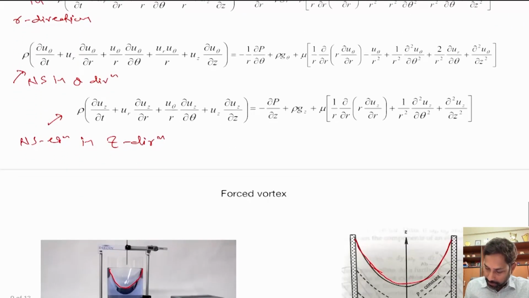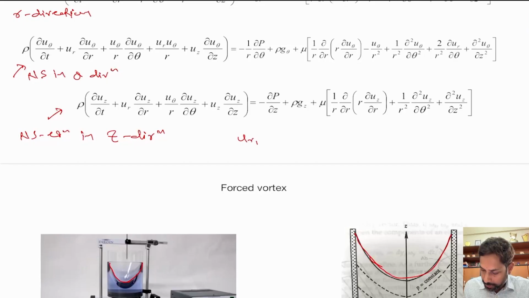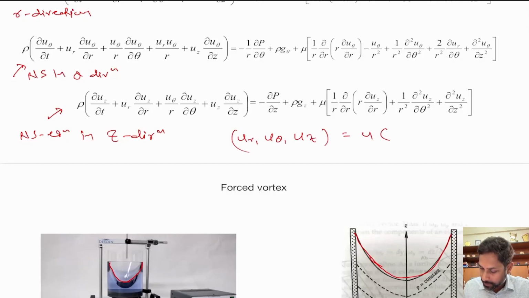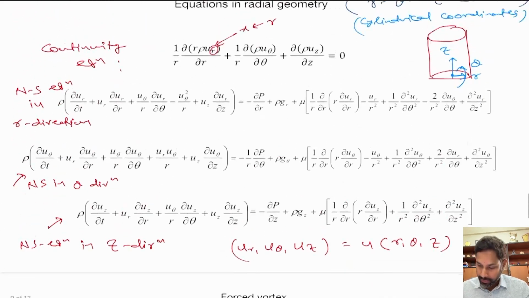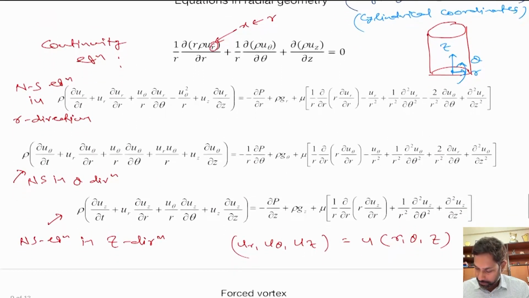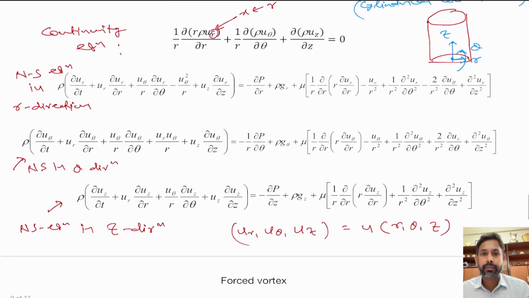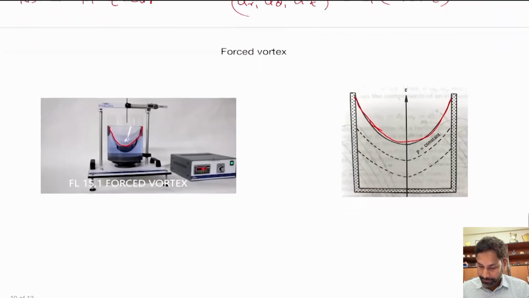So here we have ur, u theta and uz, which are the velocities in the r, theta and z axes. That is something we missed discussing in the last lecture, but these are three different types of velocities we have: in the radial direction, then in the angular direction and the axial direction.